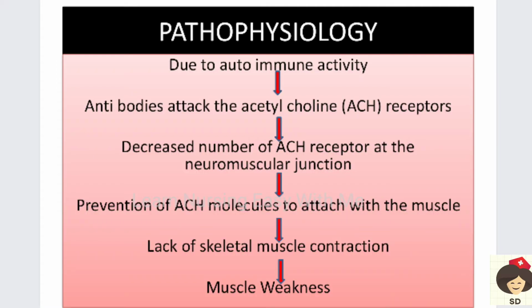Coming to the pathophysiology, as I already said, some autoantibodies are produced. These autoantibodies trigger the immune system and attack the acetylcholine receptors in the neuromuscular junction. Because of that, there is a decreased number of acetylcholine receptors. The main function of acetylcholine is to transmit the impulse and also produce muscle action, or muscle contraction. When the acetylcholine receptors are not present in adequate amounts, acetylcholine cannot attach, the muscle loses contraction, and thereby the patient has weakness.